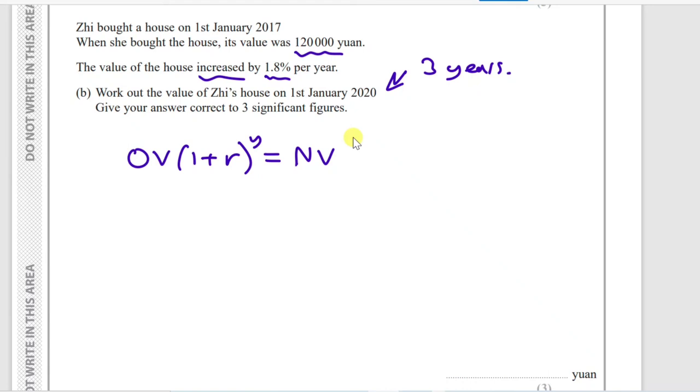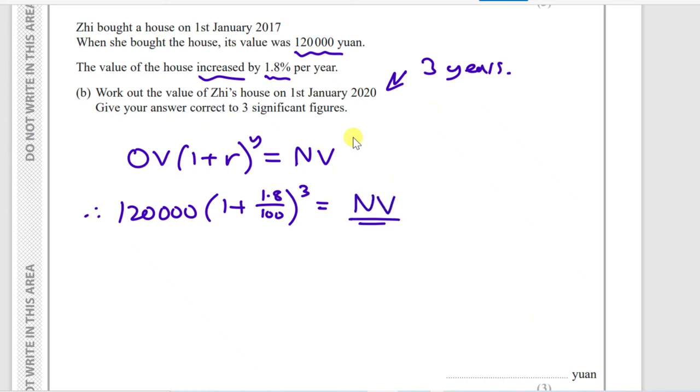So they want us to find a new value. So therefore, it's going to be replacing everything. OV is 120,000, bracket 1 plus the rate, 1.8%. So that's 1.8 over 100, yeah? The year is a power 3. And that should give us the answer, which is a new value. So put all of this in the calculator, guys, and that'll give us the new value.